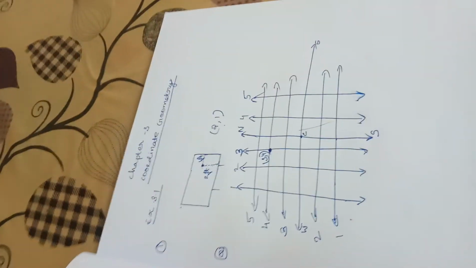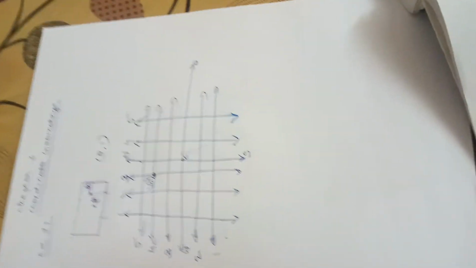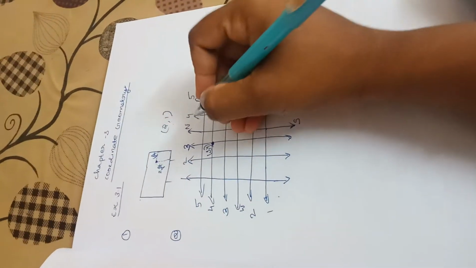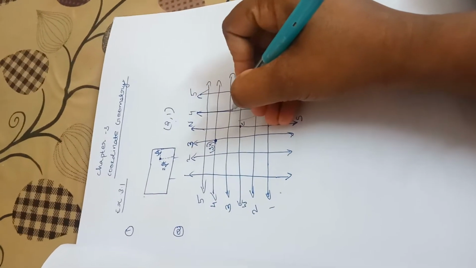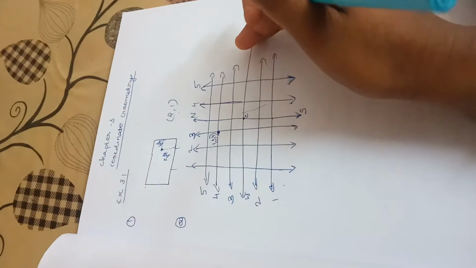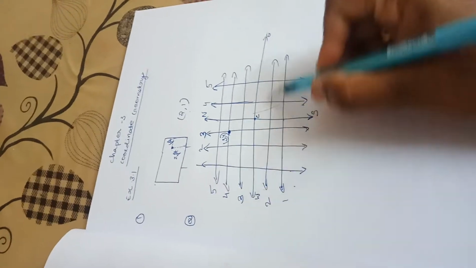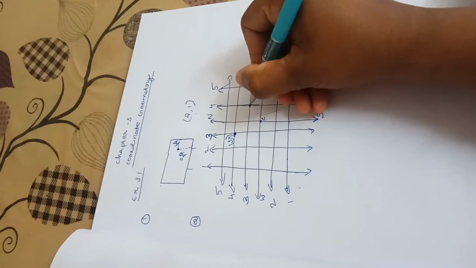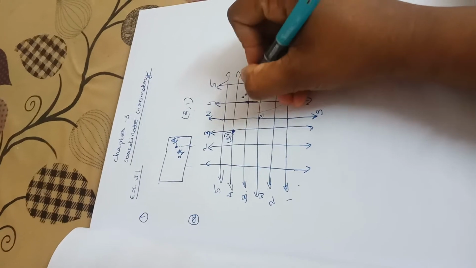If you want to represent 4 comma 3, how can you represent 4 comma 3? That 4 should come on this line, in the north south direction. So this is the fourth line. Okay, and 3 should come in the east west direction. 1, 2, 3. So this is the fourth one. So this point we can represent as 4 comma 3.